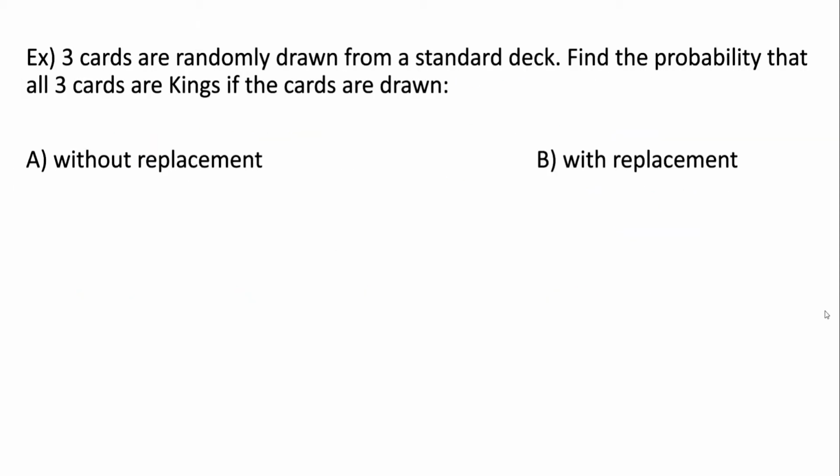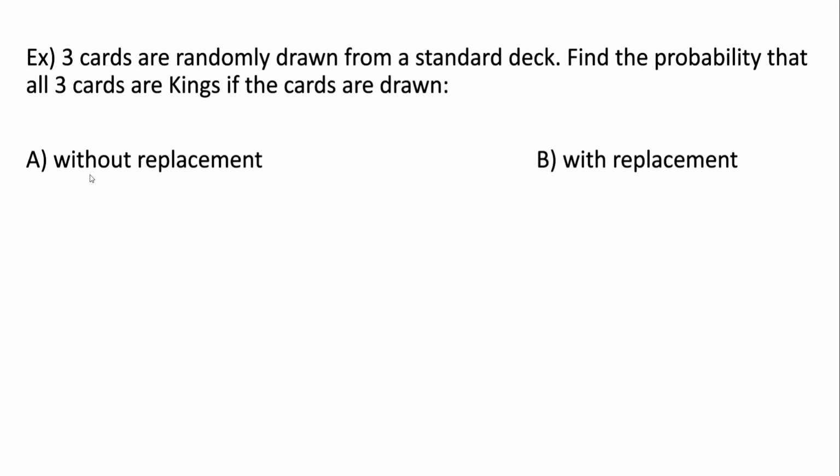Now let's look at another example. Here we're told 3 cards are randomly drawn from a standard deck. Find the probability that all 3 cards are kings if the cards are drawn A, without replacement, then B, with replacement. Here I would suggest pausing the video, try to work this out on your own, then hit play to see me go through the solutions.